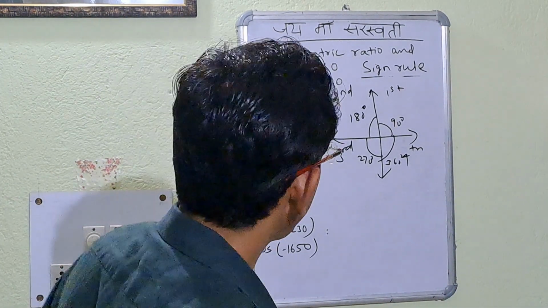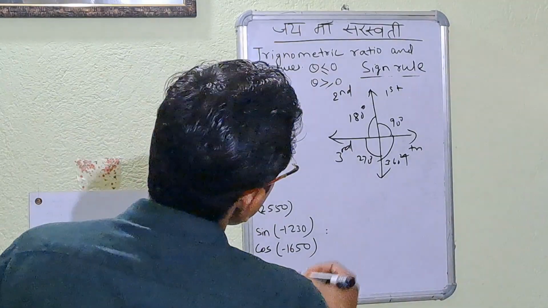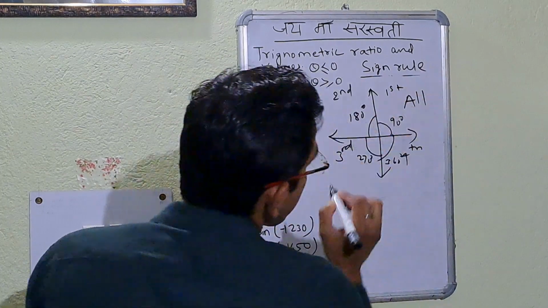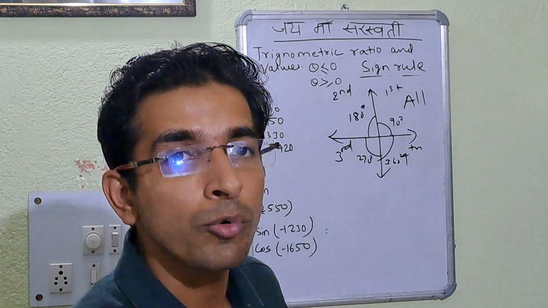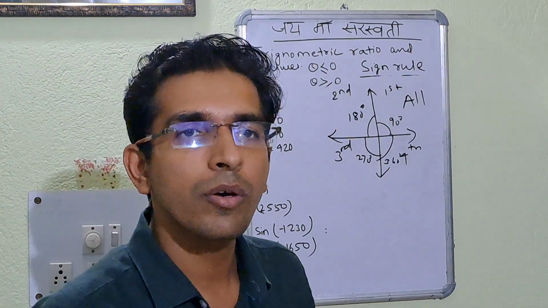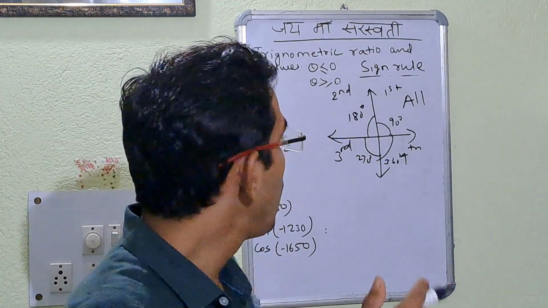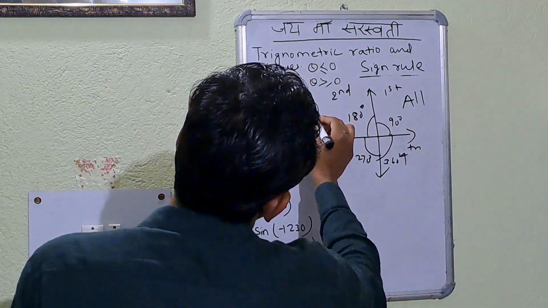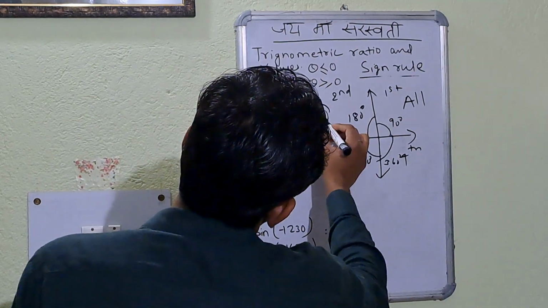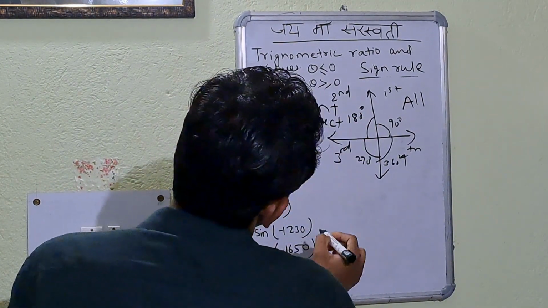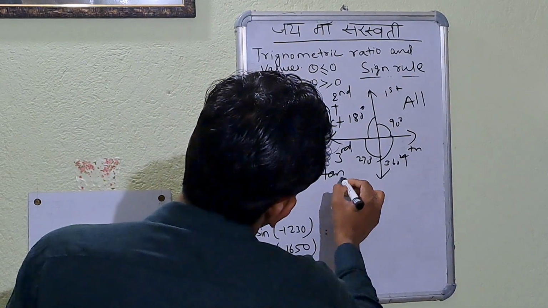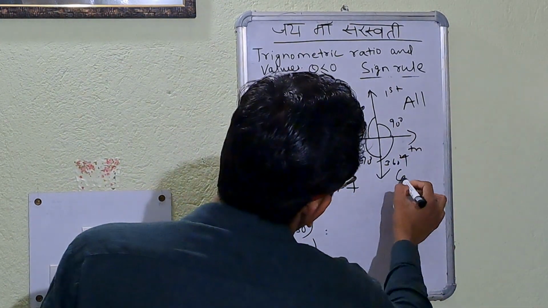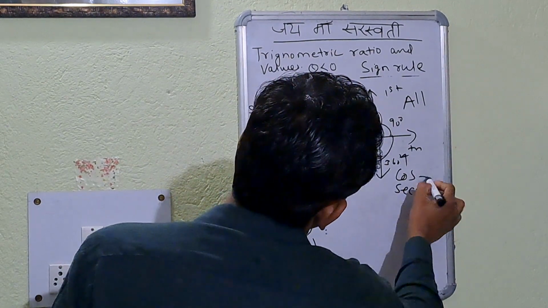So I will write here: the first quadrant is having all the trigonometric ratios positive, no matter whether it is sine, cos, tan, cot, cosec, sec. All trigonometric ratios will be positive. In the second quadrant, sine and cosec will be positive. In the third quadrant, tan and cot will be positive. And in the fourth quadrant, cos and sec will be positive.